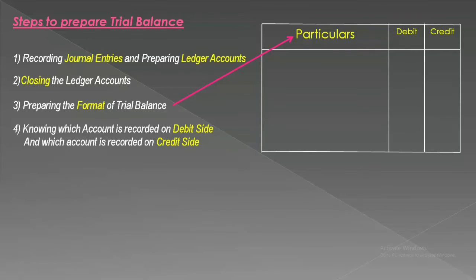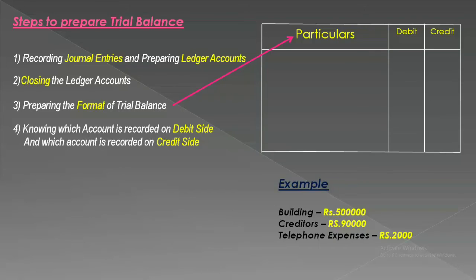But what if we are not given ledger accounts but only their balances, without mentioning whether they are debit balance or credit balance? For example, we are given building rupees 5 lakh, creditors rupees 90,000 and telephone expenses rupees 2,000. Then how will we record these accounts in trial balance? Because we don't know whether these accounts have a debit balance or credit balance. For this purpose, you should remember this basic assumption: all assets, expenses and losses are recorded on the debit side, and all liabilities, incomes and gains are recorded on the credit side.